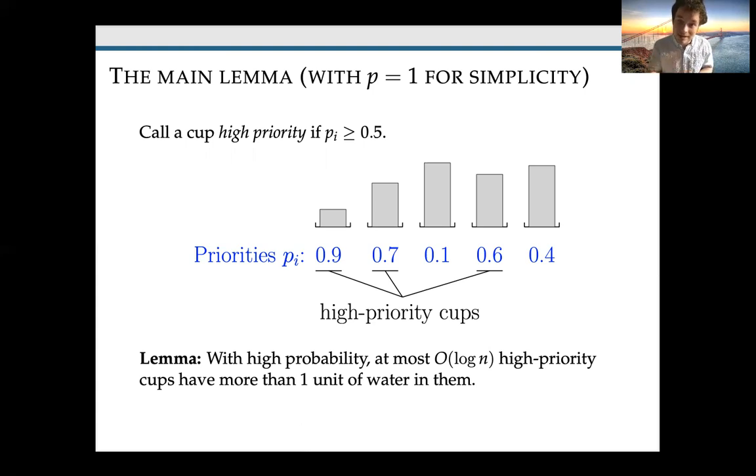So how do we go from here to a strong bound on tail size? In particular, this is bounding the number of high priority cups that have one or more units of water, but a priori, it doesn't seem to be saying anything about the low priority cups.